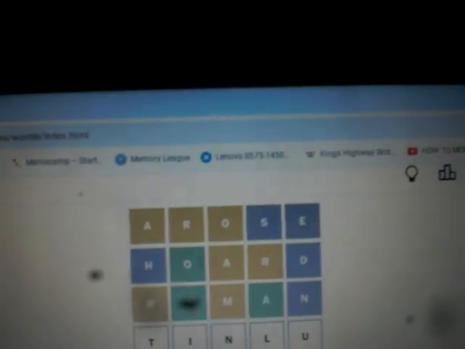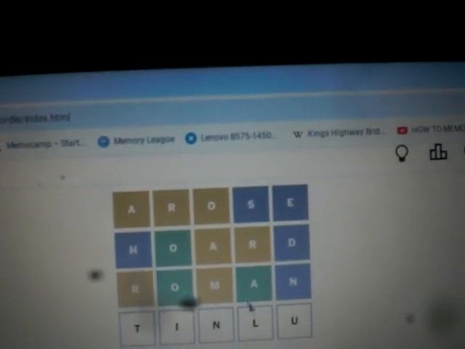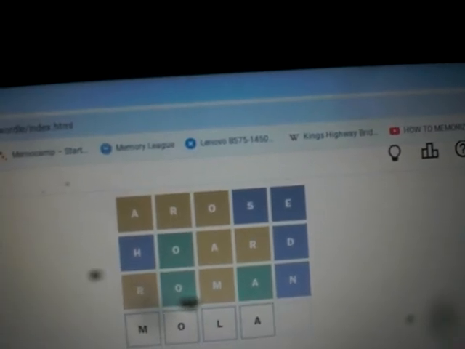Oh, M-O-L-A-R, molar. I think that's it. Yeah, I think that's the winner. Like your tooth. That uses all the math, the high letter frequency.